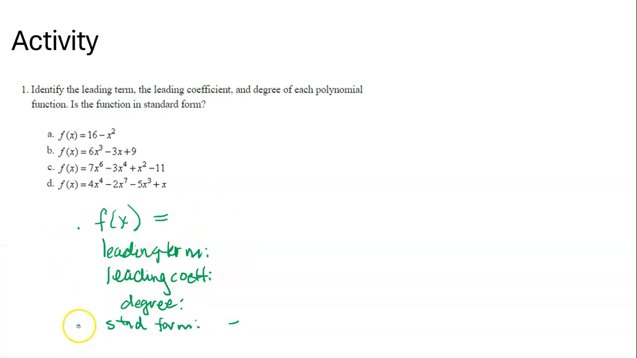Let's see if we can do a second one. So if I did b, b is 6x cubed minus 3x plus 9. My leading term is 6x cubed. Leading coefficient is 6. Degree is 3 because it's x to the third. And this is in standard form. Okay, I'm going to do C and D on the next video.